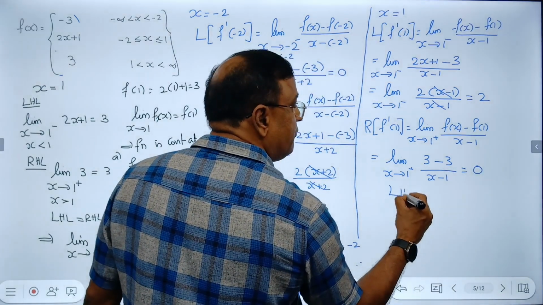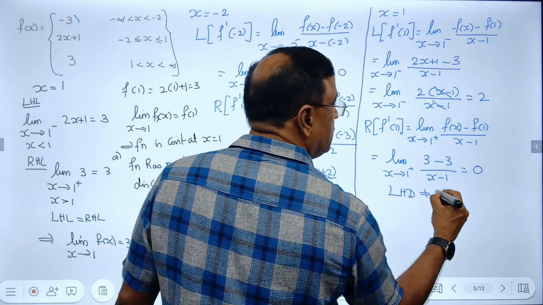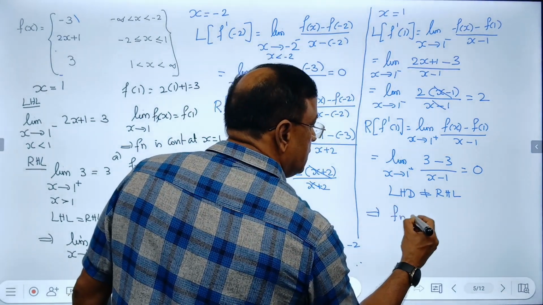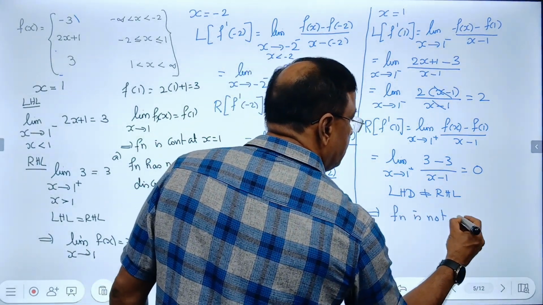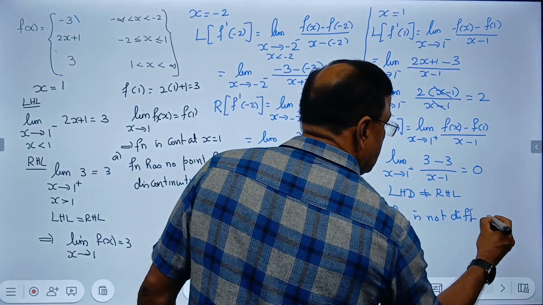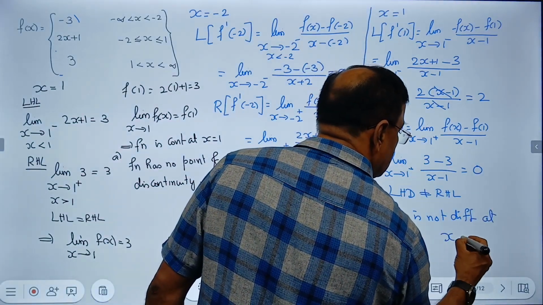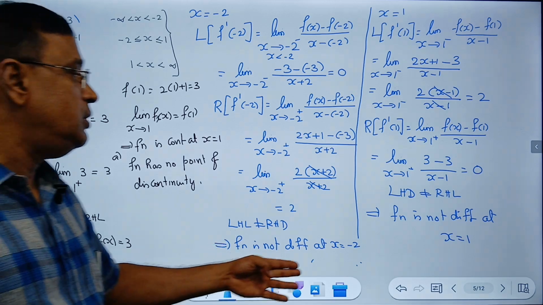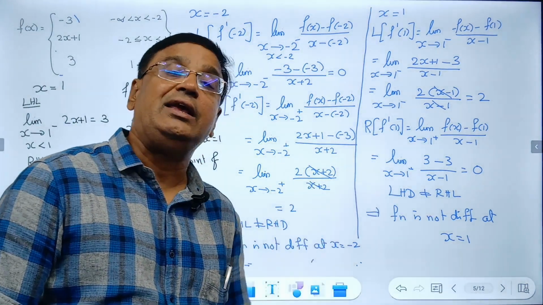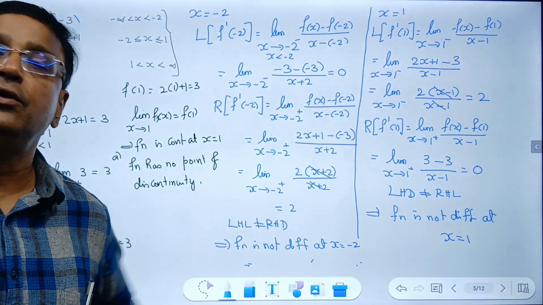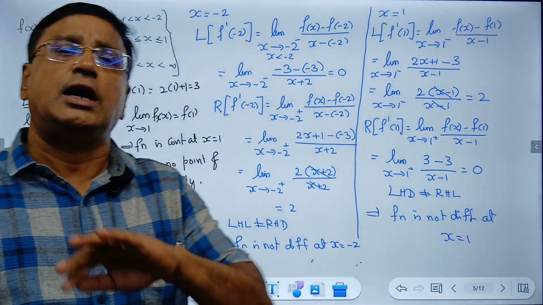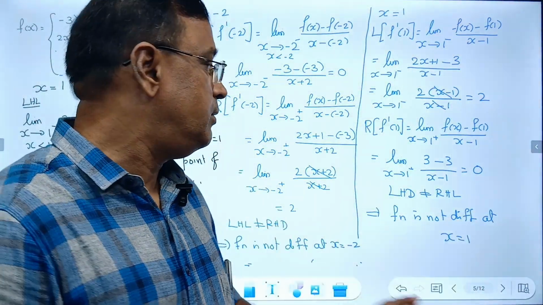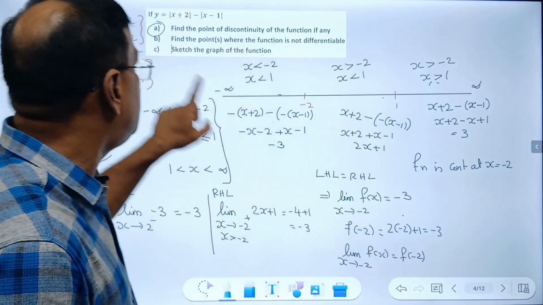So clearly the left hand derivative is not equal to the right hand derivative. This implies the function is not differentiable at x equal to 1. So the points where the function is not differentiable are minus 2 and 1, even though the function is continuous at minus 2 and 1. This confirms that continuity need not imply differentiability. Okay, so that finishes the second part of the question.